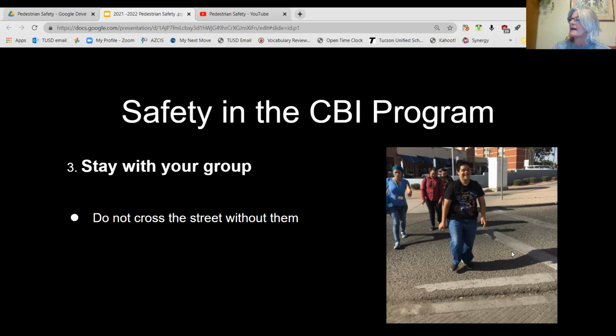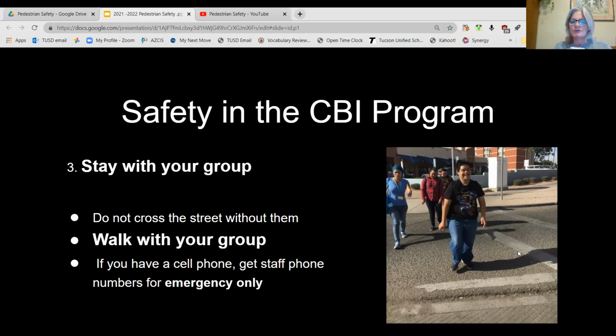Stay with your group, guys. We don't walk off, we stay together. Do not cross the street without your staff, your group, unless you've been marked off as independent, which nobody is right now. Walk with your group. Don't go too far ahead. It makes it too hard for the staff and everybody to stay together. If you have a cell phone, get staff's phone numbers too, so that in case of emergency, you get lost. That's one way to stay safe.